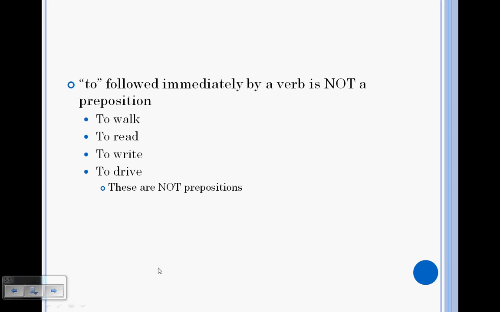A final note before we begin finding these in sentences and diagramming is that to is a very common preposition, but when it is followed immediately by a verb, it is no longer a preposition. Some examples that I have here are to walk, to read, to write, and to drive. Walk, read, write, and drive are all verbs. They are actions. So when we have to plus a verb, it becomes an infinitive phrase. It is no longer a prepositional phrase. And we do not get into infinitive phrases for another few weeks.